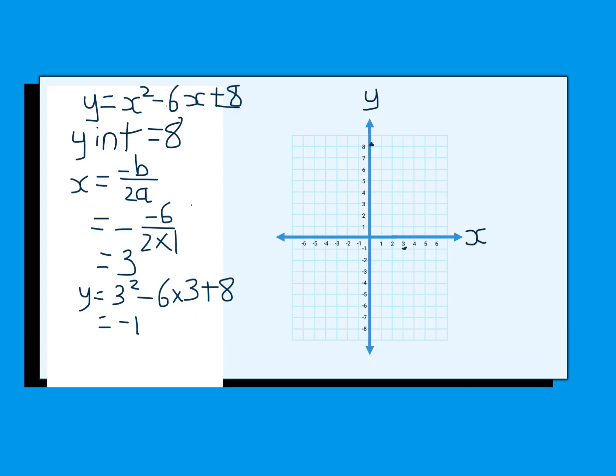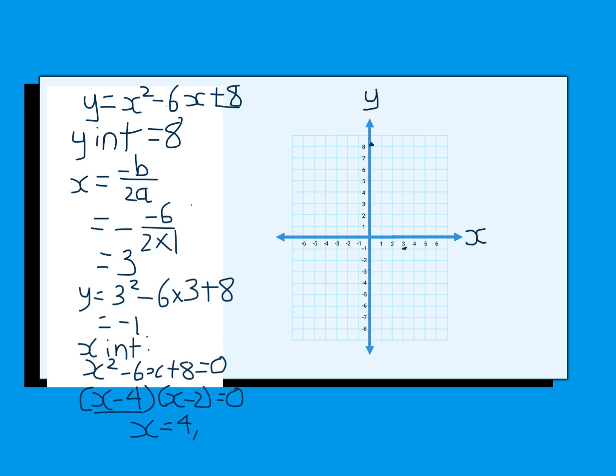So to find the x-intercepts, we are going to let y equal 0. We're going to solve x squared minus 6x plus 8 is equal to 0. So we can easily solve this through factorizing. The two numbers that multiply to 8 and add to -6 are -4 and -2. So null factor law says either the first bracket is equal to 0, which would mean x equals 4, or the second bracket's equal to 0, x equals 2. So the two x-intercepts are here at 2 and here at 4.